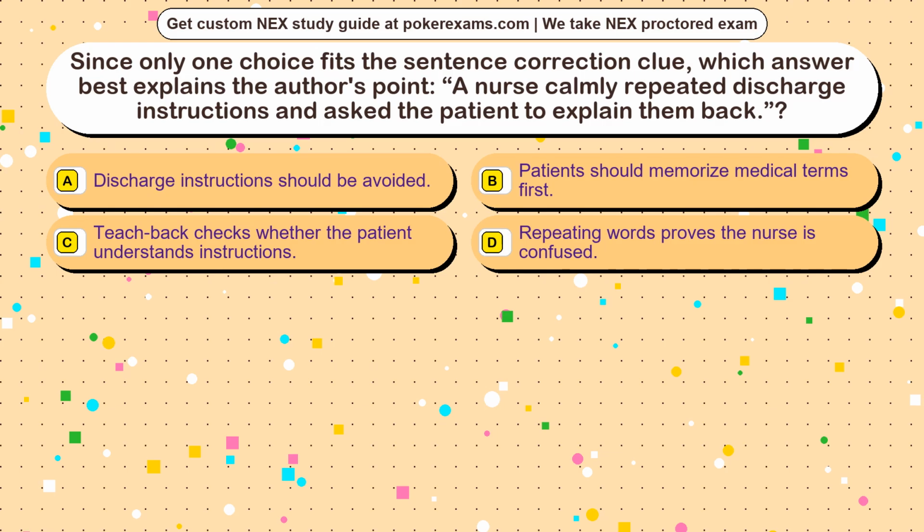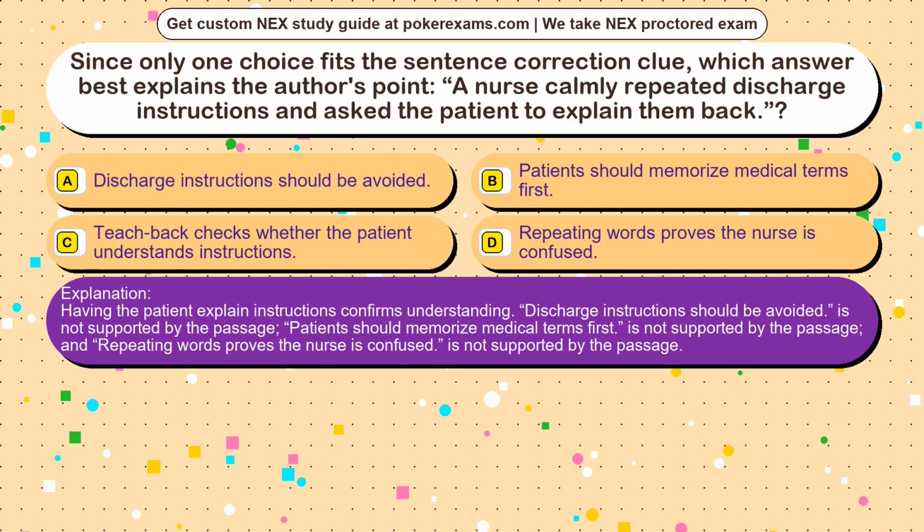The correct answer is option. Having the patient explain instructions confirms understanding. Discharge instructions should be avoided is not supported by the passage. Patients should memorize medical terms first is not supported by the passage, and repeating words proves the nurse is confused is not supported by the passage.